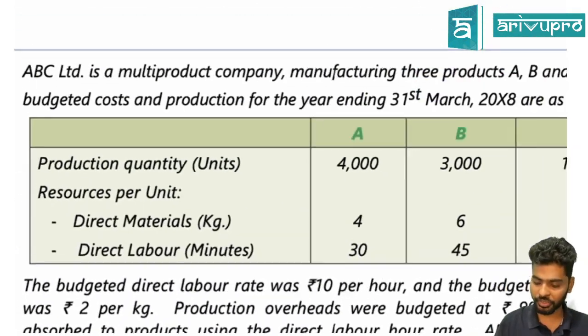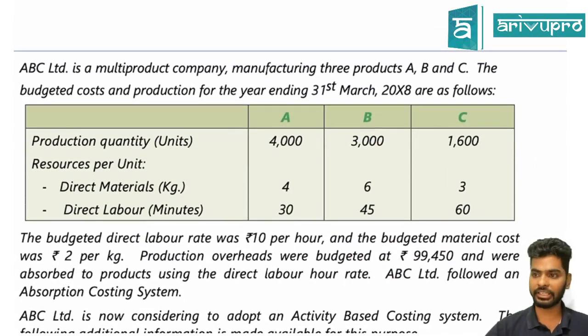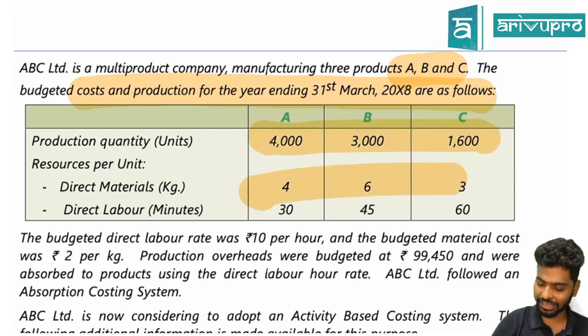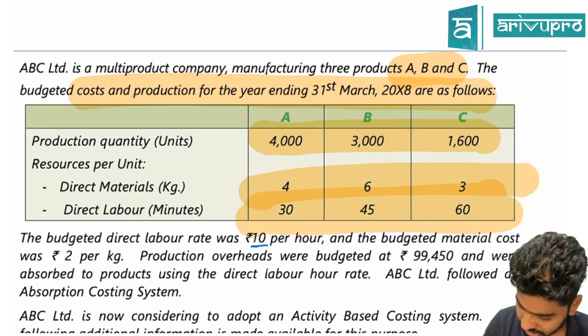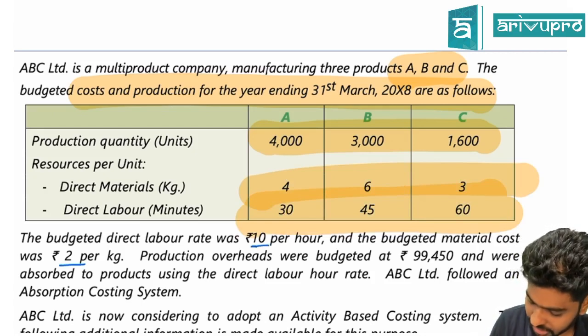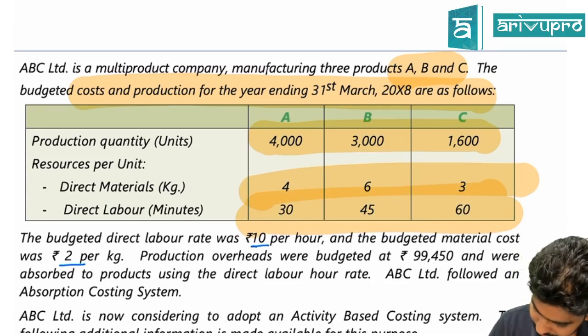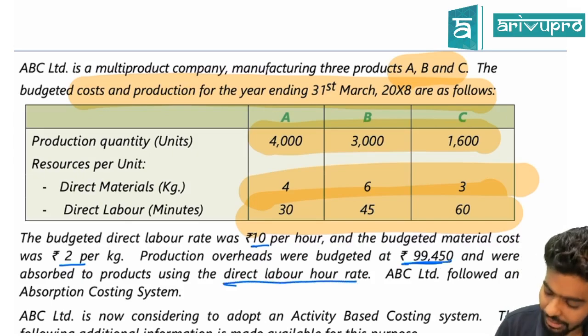Now let me read this question. ABC is a multi-product company manufacturing 3 products A, B and C. The budgeted cost and production for the year ending 31st March 2008 are as follows. Production activity, direct material, direct labor, they have given me in minutes. Budgeted labor rate was 10 per hour. Budgeted material cost is 2 per kg. Budgeted production overheads are 99,450. They absorb cost using the direct labor hour rate.